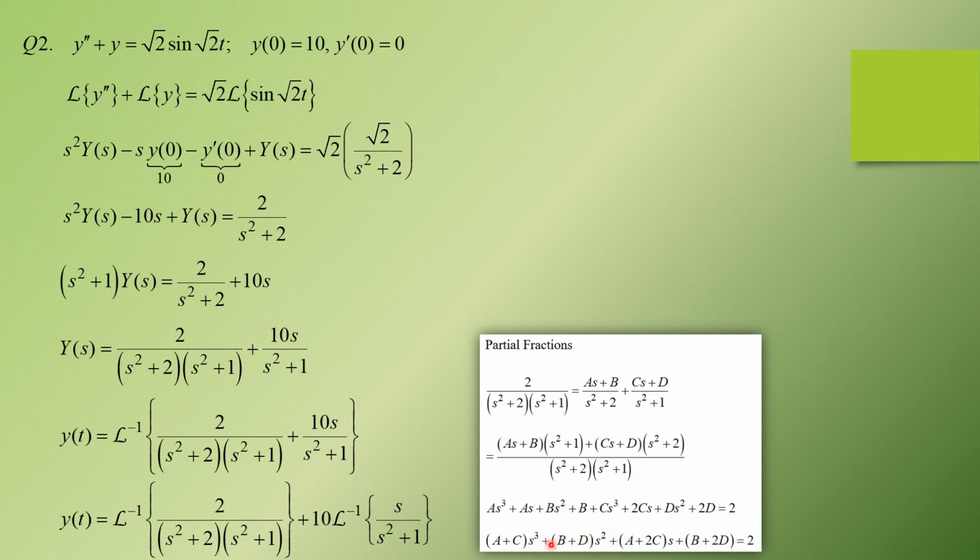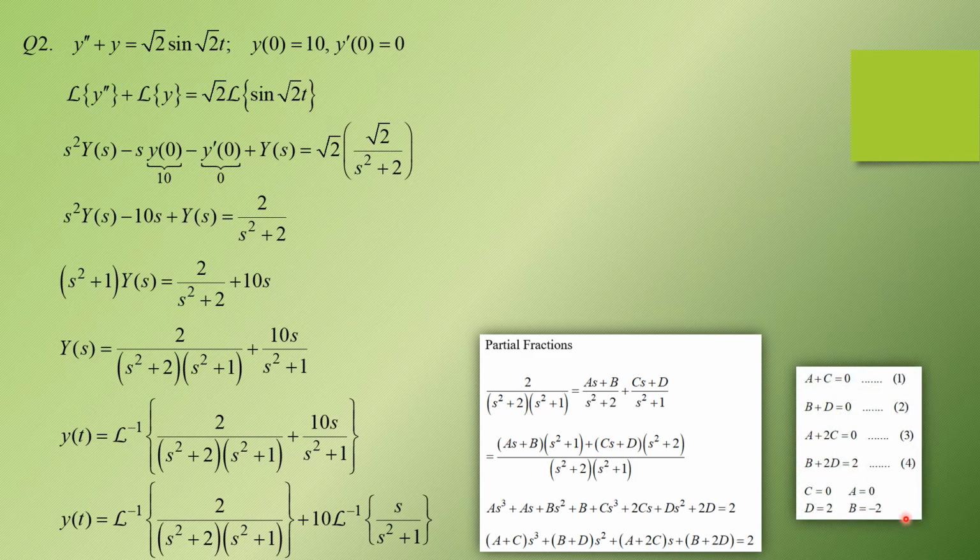So we have to form equations to get the unknowns a, b, c, d. The first equation that we can get is the coefficient of s cubed. A plus c is the coefficient of s cubed, but on the right side there is no s cubed. That means the coefficient of s cubed on the right side is 0. So this will be the first equation.